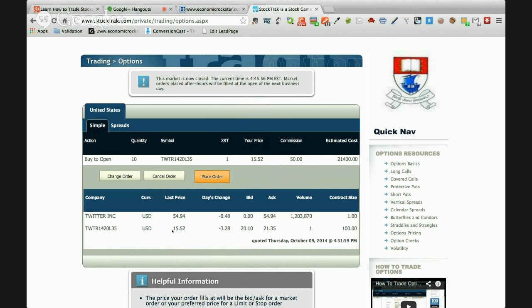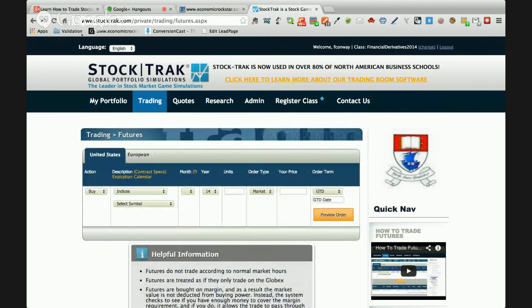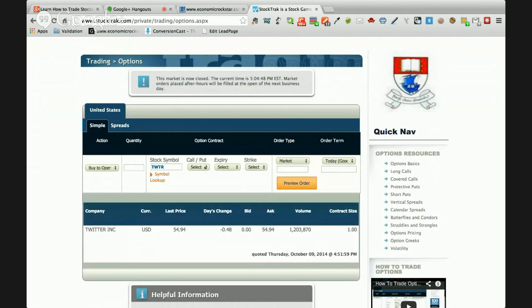So whoever had bought the call option of Twitter at $35 would realize those gains. I'm just going to go back and have a look at the same options contract for Twitter. But instead of choosing a $35 or a $55 options contract, I'm going to choose one that's maybe $85.